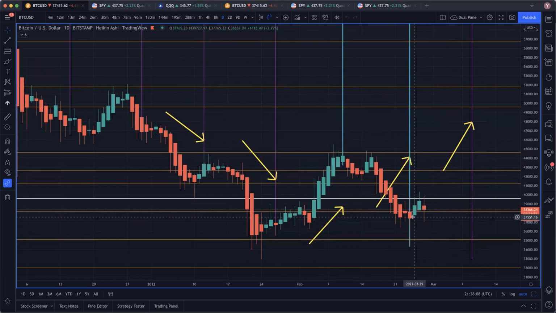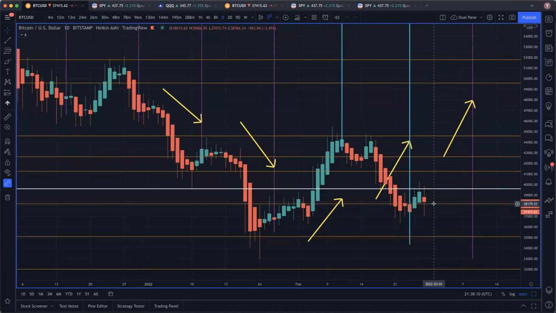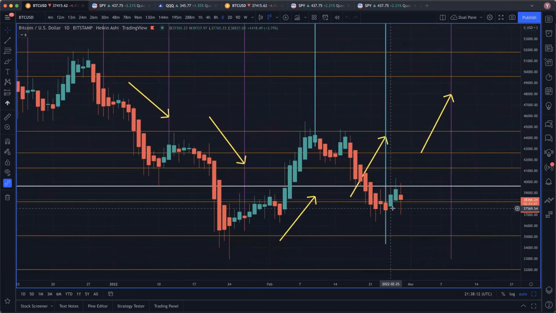So maybe we will start to see some constructive price action from Bitcoin here, especially if it can regain this white magic line here at 39,600, and hold above that. Now remember, when price crosses one of these magic levels, often you'll see it go to the next orange line and then come back for a retest and then go. Okay, so keep an eye out for that.